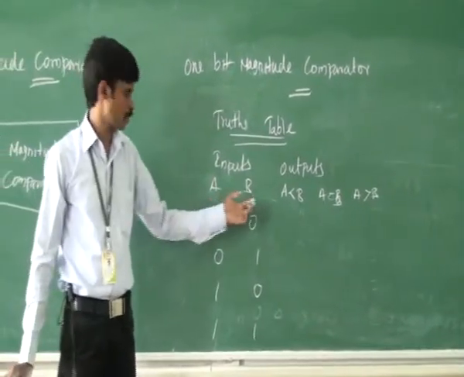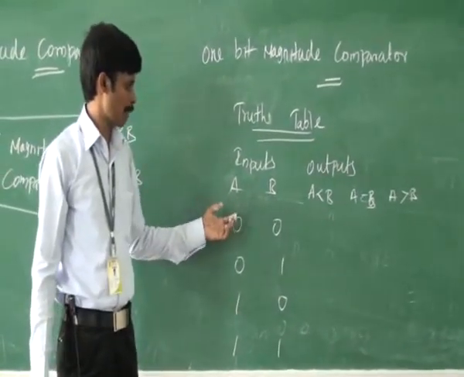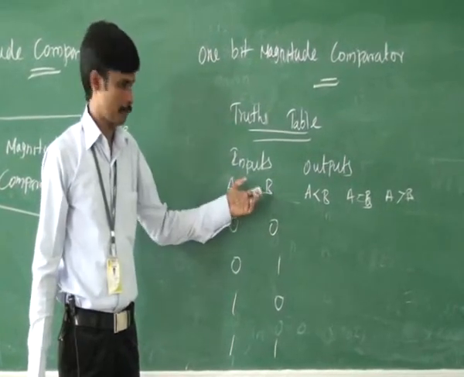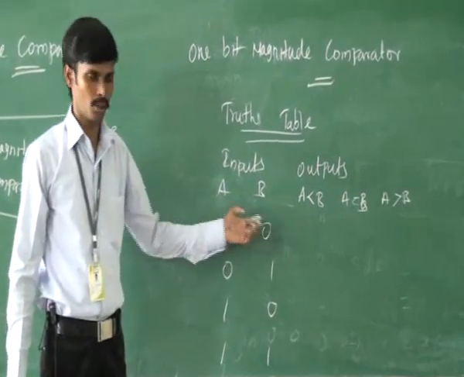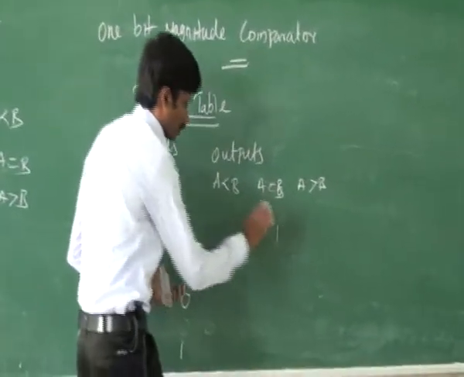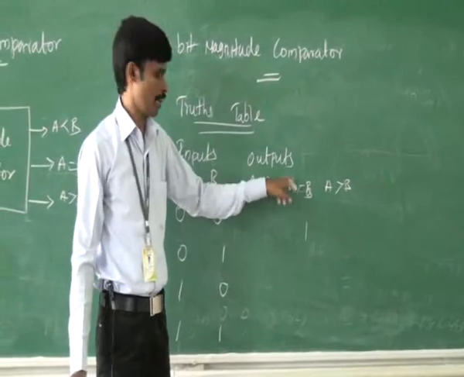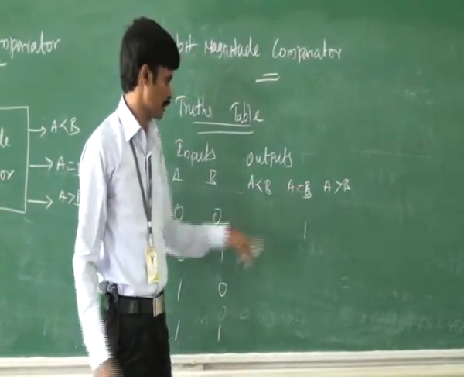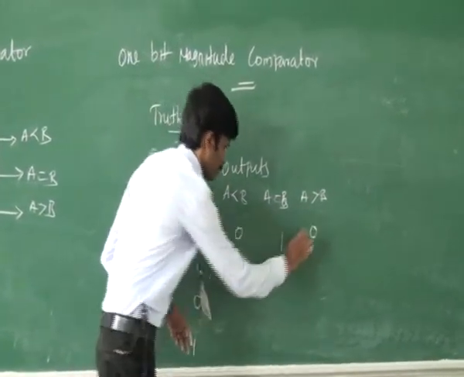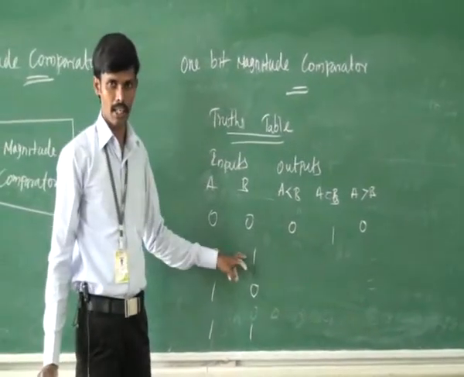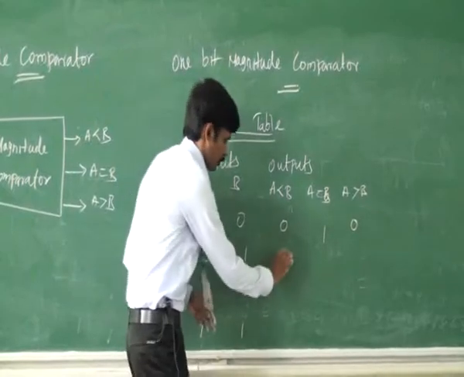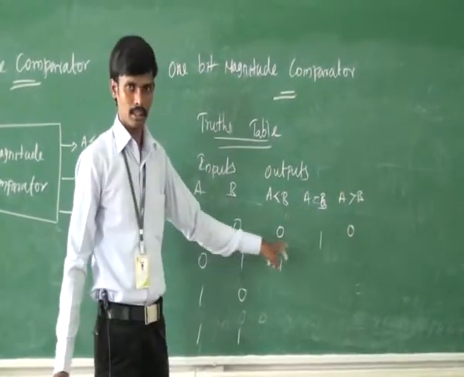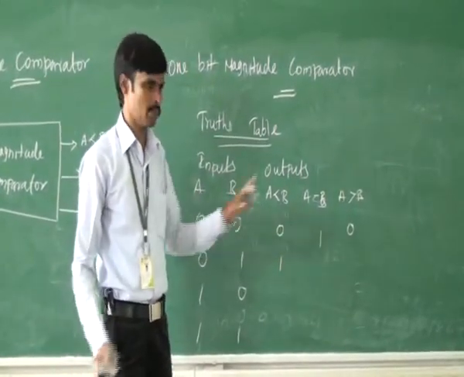Here the first combination is 0 0. Now we have to compare A with B. Now 0 is equal to 0. So the output will be 1 for A equal to B. The remaining outputs will be 0. Here the second combination is 0 1. Here 0 is less than 1. So this one will be 1, then the remaining two outputs will be 0.